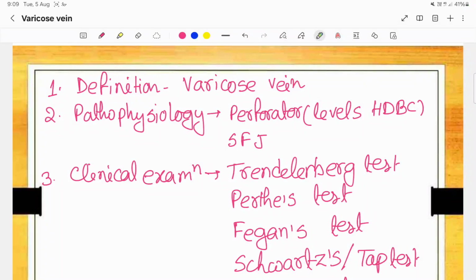Now let us discuss one more important topic, that is varicose vein. First of all, we will discuss what is varicose vein, then what is the pathophysiology behind formation of varicose vein. It is mainly based on two pathology. One is perforator incompetency and incompetency in saphenofemoral junction.